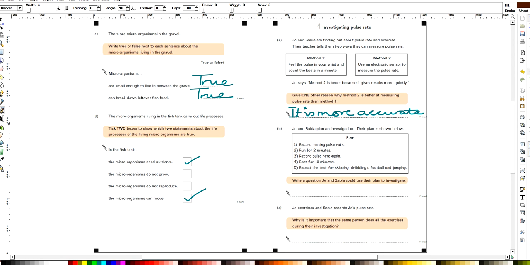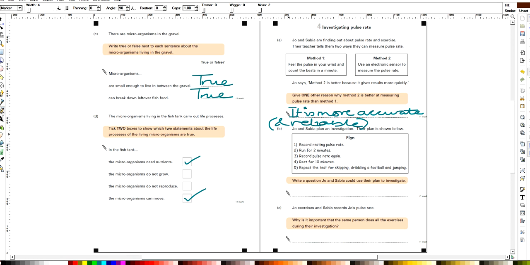Okay, can you make sure you fit yours on the line? Because I'm writing quite big, so I'm using quite a lot of space. Can you try to fit yours on the line itself, please? It is more accurate, reliable. You only need to give one of those reasons, so that will do. I'll put that in there as an extra one just to give you a different choice when you write it down.